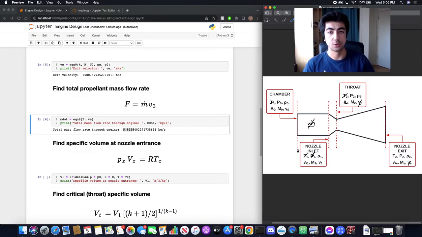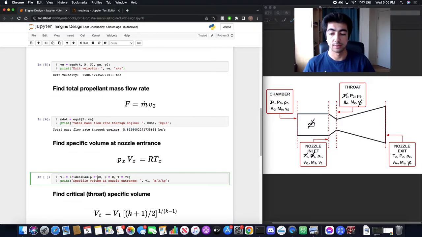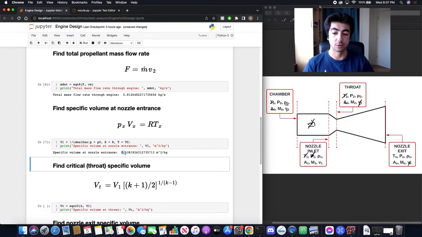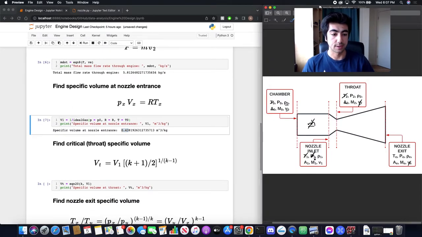And so we know two intensive properties. Remember, with the ideal gas law, we can find the third. And so we'll do just that by plugging in our chamber pressure, our chamber temperature, the gas constant for our exhaust gases. And with this, we can find our specific volume. And so we'll see that our specific volume at the nozzle entrance is around 0.44 meters cubed per kilogram. Cool. So now we know that. We can cross that out. The density, effectively the same thing.